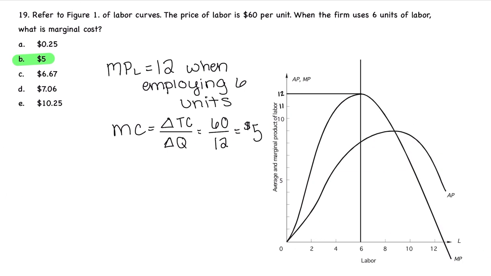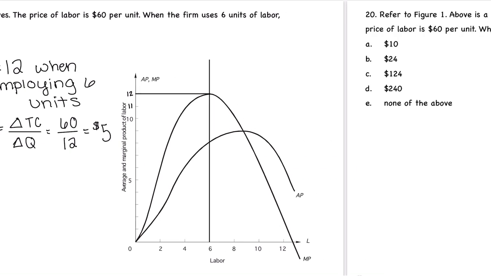Refer to figure 1. The price of labor is $60 per unit. When the firm uses 6 units of labor, what is marginal cost? So our marginal product of labor is 12 when we're employing 6 units, which we see from our y-axis. So marginal cost equals change in total cost over change in quantity. So 6 divided by 12 is 5. So our answer is 5.